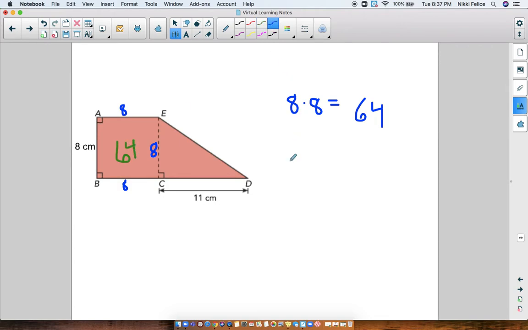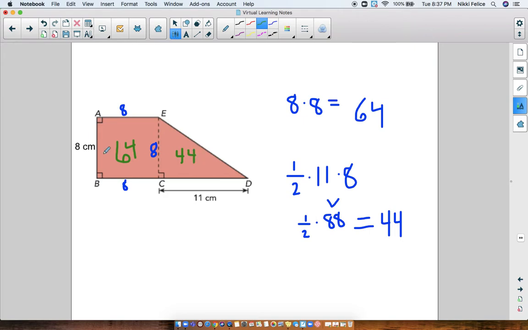Now to find the area of the triangle part, I'm going to do 1/2 times base times height. The base right here is 11, and the height is 8 because it's opposite of this side right here. So 8 times 11 is 88. And then 88 times 1/2, well, what's 1/2 of 88? It's 44. So the area of this triangle is 44 centimeters squared.